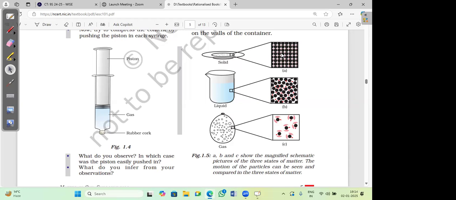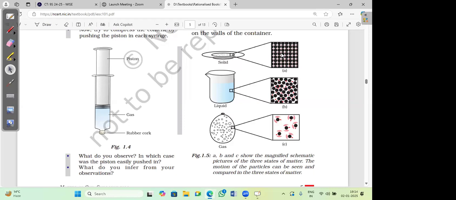The particles in liquids are continuously moving. They can slide over each other. Whereas the particles of a gas are also continuously moving. They move randomly at high speeds. The particles in gases move randomly at high speeds.